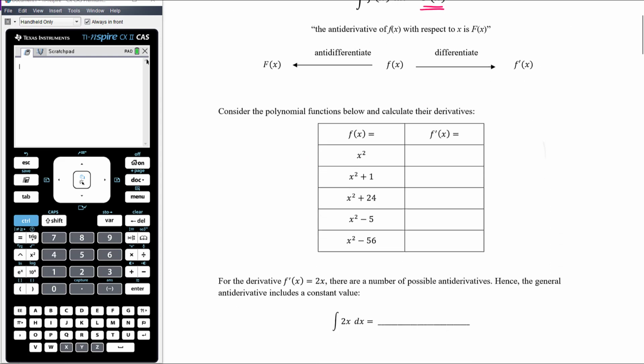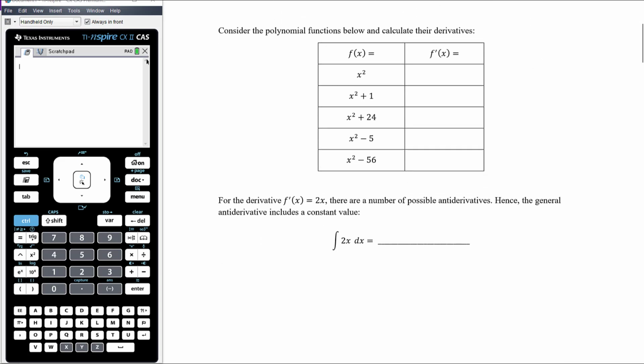Okay, let's start with some really basic derivatives and take some inferences from there. So consider the polynomial functions below and calculate their derivatives.